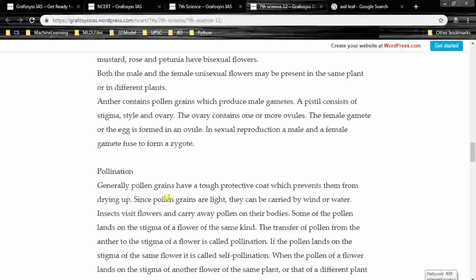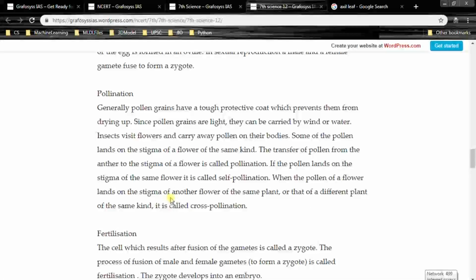Pollination. Generally, pollen grains have a tough protective coat which prevents them from drying up. So pollen grains are covered by a tough protective coat. Since pollen grains are light, they can be carried away by wind or water. Insects visit flowers and carry away pollen on their bodies. Some of the pollen lands on the stigma of a flower of the same kind.